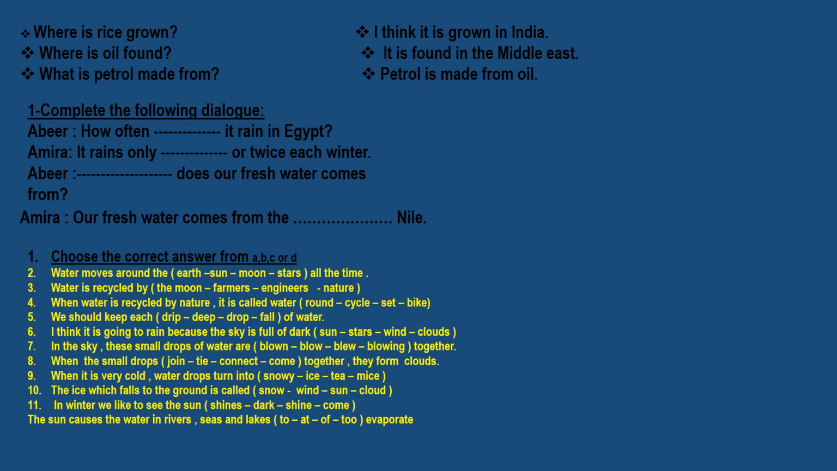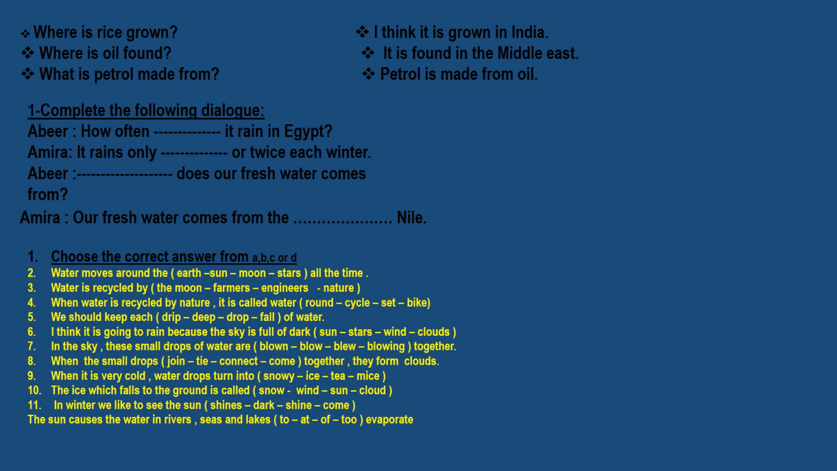How often does it rain in Egypt? Excellent. It rains only once or twice each winter. Correct. Where does our fresh water come from? Correct. Our fresh water comes from the River Nile. Correct. Now we have to choose the correct answers from A, B, C, or D.